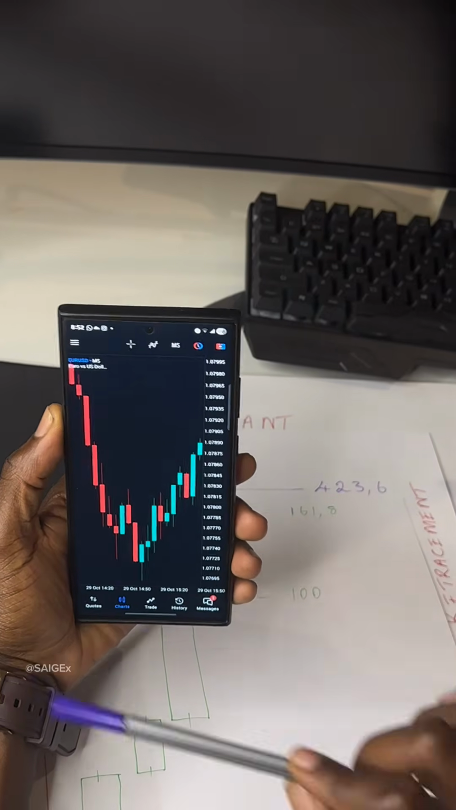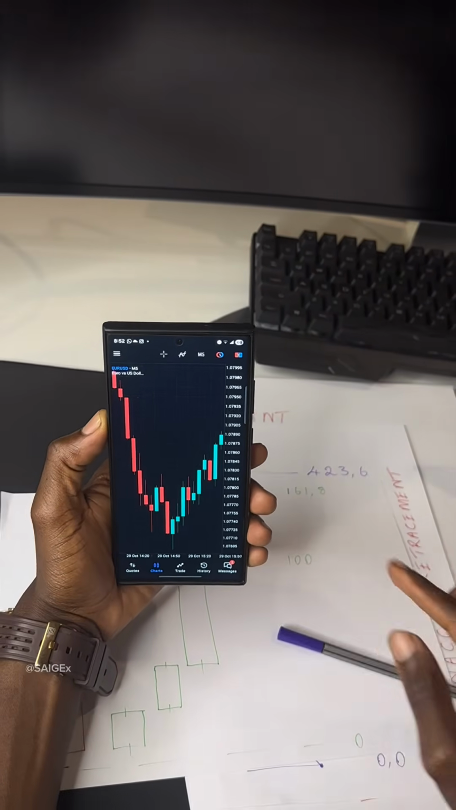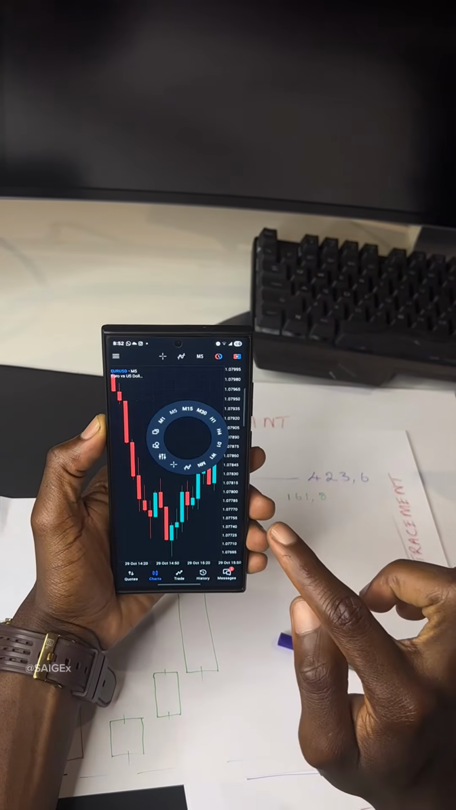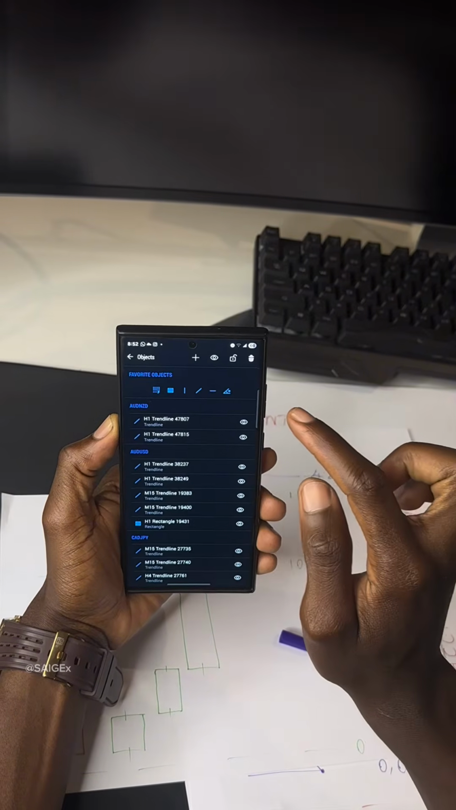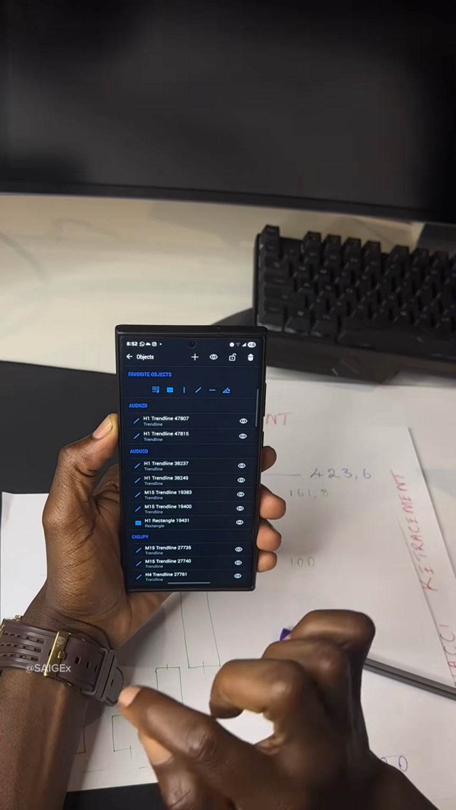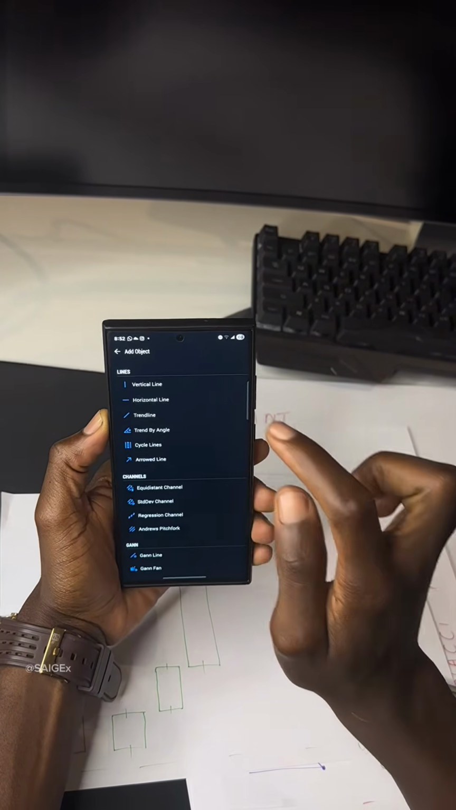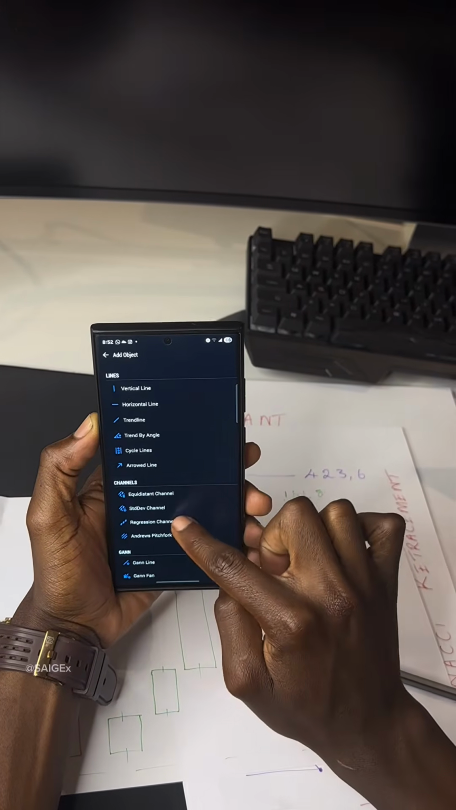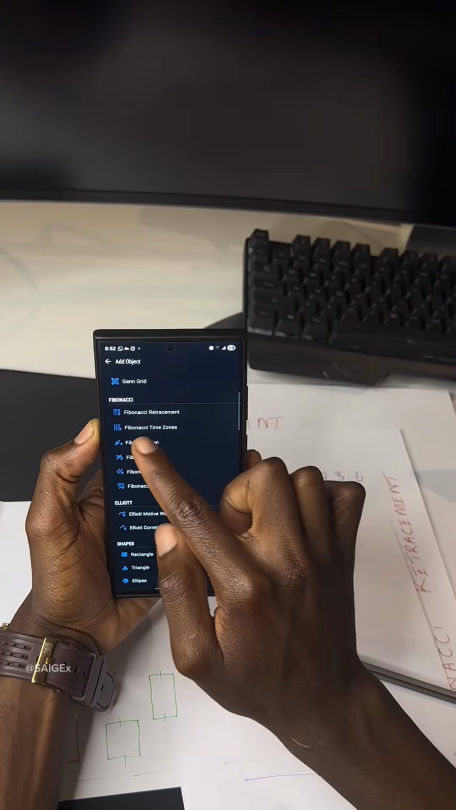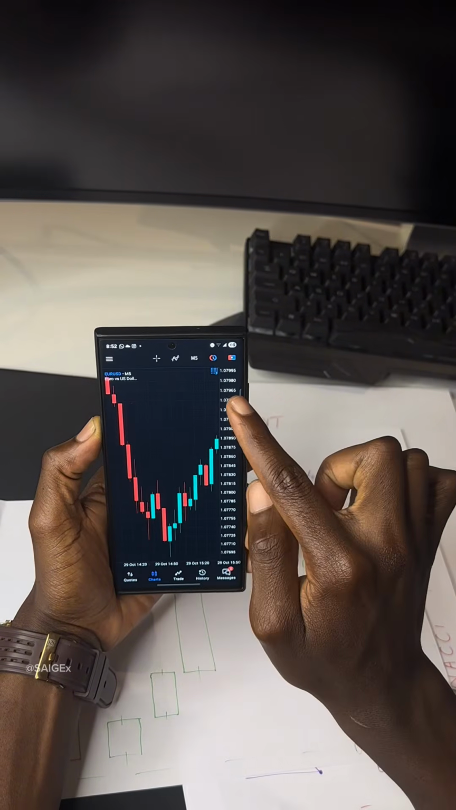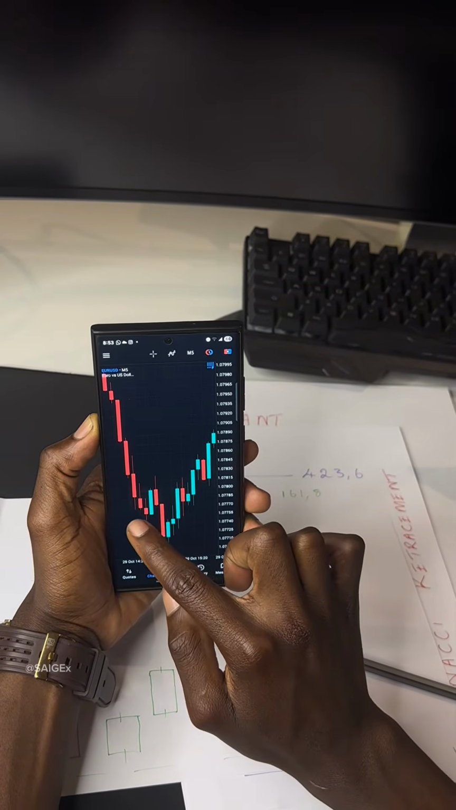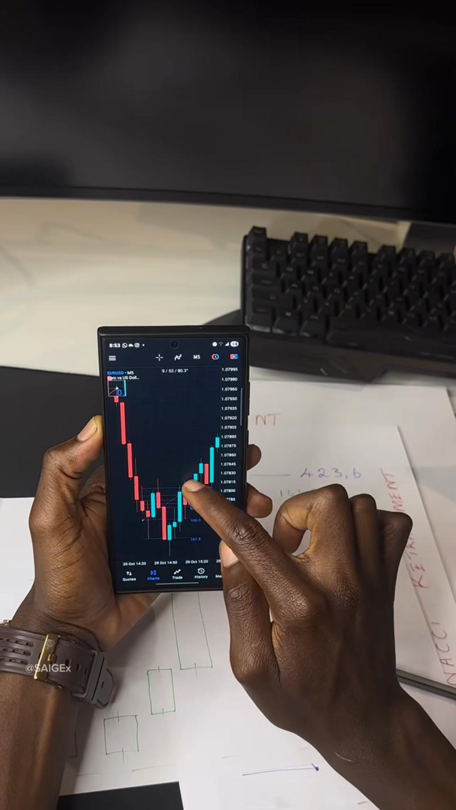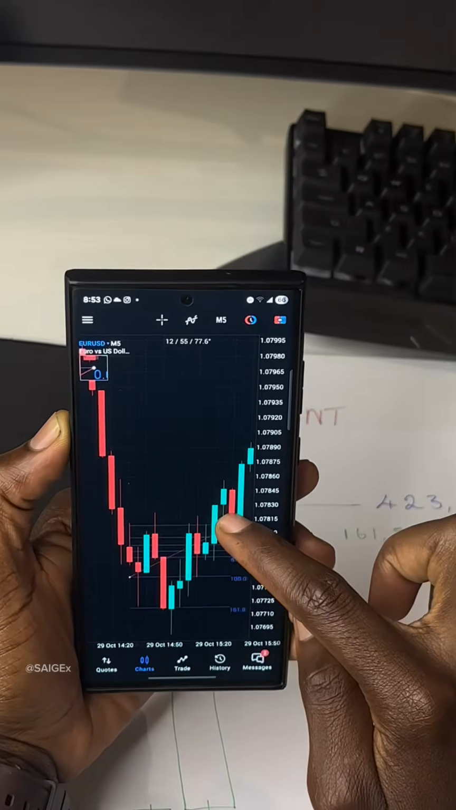So how do we set up an entry position here? You do this, okay, and then you come here, and then you put your Fibonacci retracement. If it's not here, you just click here, go here, and then you find your Fibonacci retracement. It's here, okay. Then you press it, then you come here, and then you paste it like that, okay. So make sure it's wide so that you don't get confused.